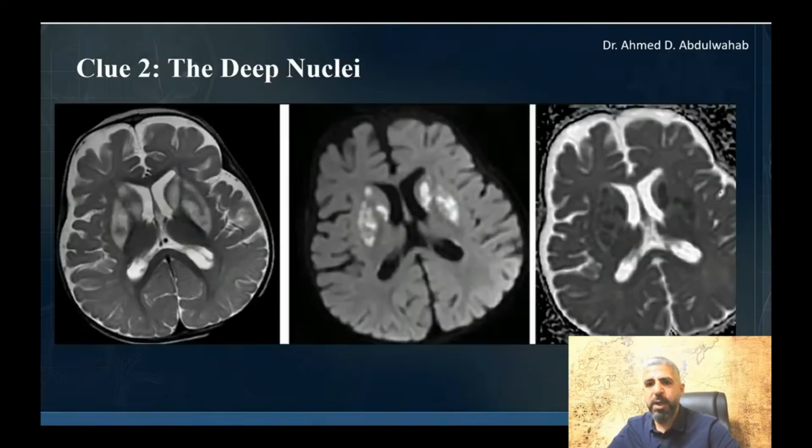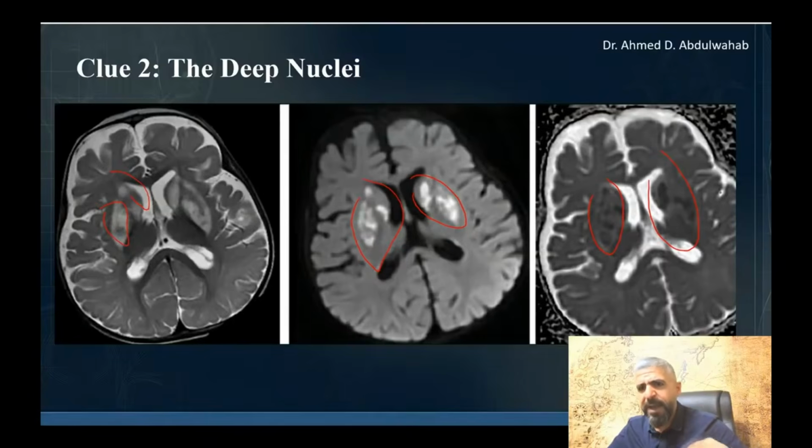It's called the deep nuclei. Now, it is not just the midbrain. The deep nuclei are involved symmetrically. This is a diffuse deep brain crisis. If you see this in a child with failure to thrive, you are dealing with a mitochondrial disease. You can see the deep gray matter, the basal ganglia nuclei. They are hyperintense on diffusion weighted imaging, and they are hypointense on ADC map. So if you see this, it's a diffuse brain crisis. If you see it in a child with failure to thrive, we are dealing with a mitochondrial disease.